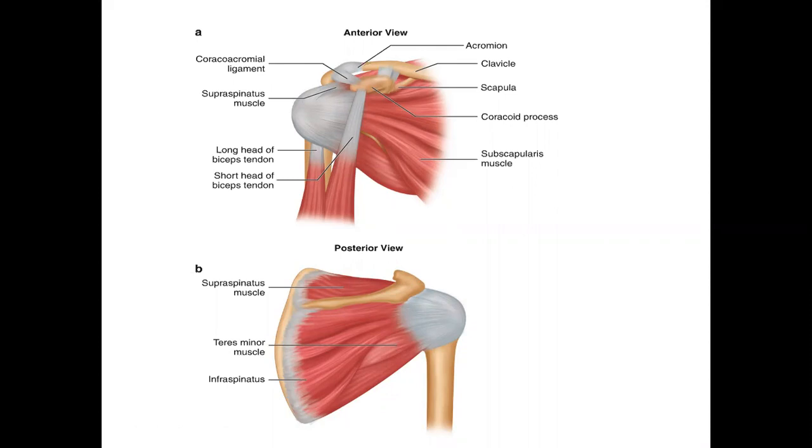This is not the discussion for today, but what is important is that their origin is from the scapula, and then they join to form the belly, which is the biceps muscle, and then they go down to insert at the radial tuberosity. But our center of discussion today is we'll look at the long head of the biceps tendon.